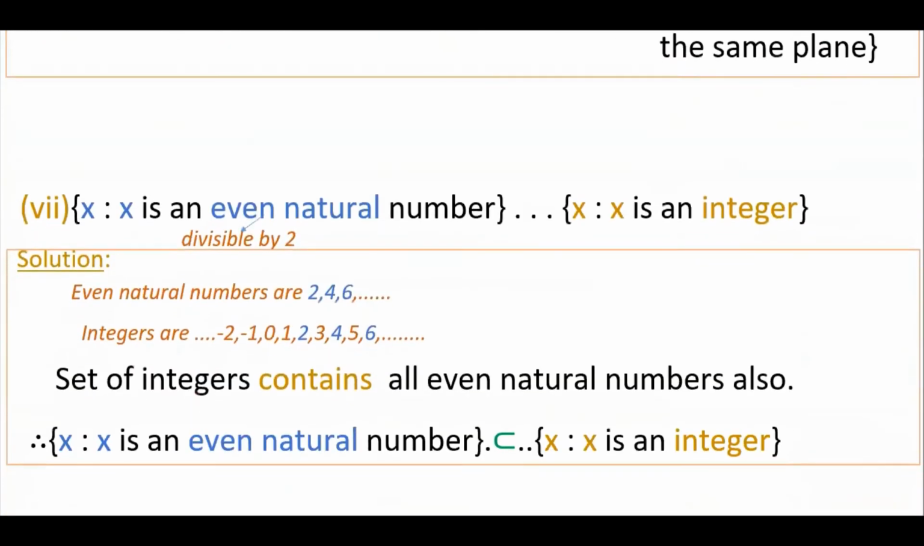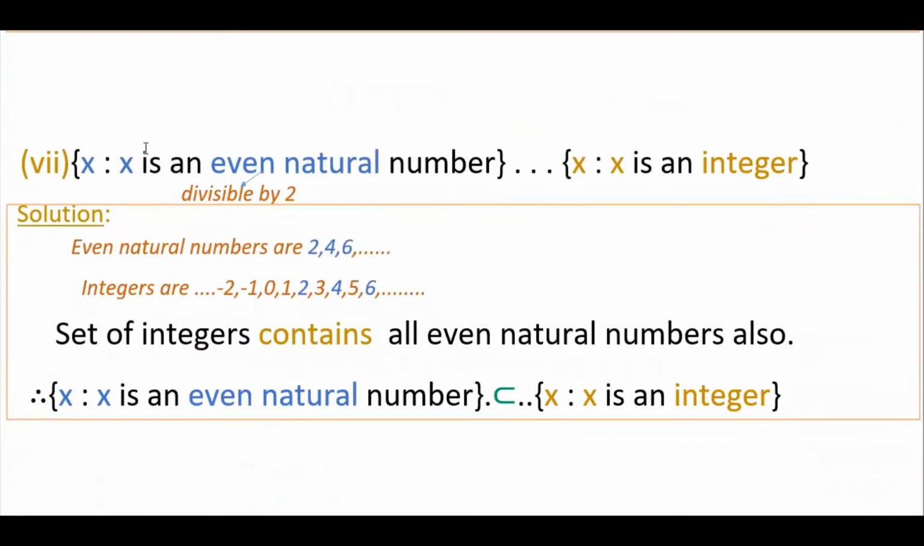And this is seventh one. Here X is an even natural number and second set X is an integer. So integers means all the numbers including positive, negative numbers and 0. Natural numbers are 1, 2, 3, 4, etc. Out of these, even natural numbers are those numbers which are divisible by 2. So even natural numbers are 2, 4, 6, etc.